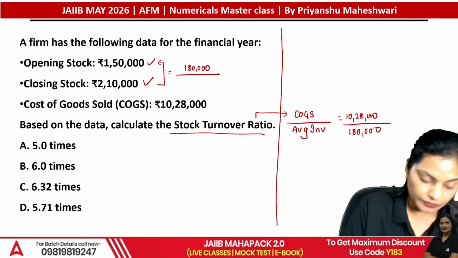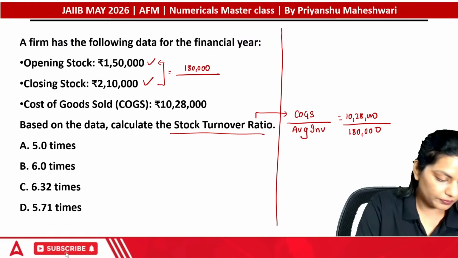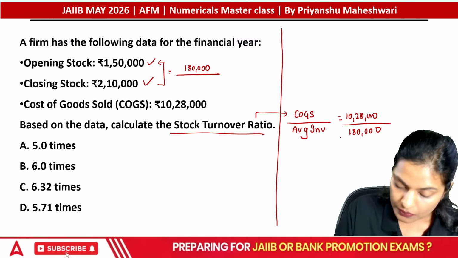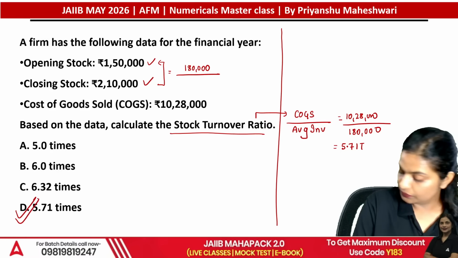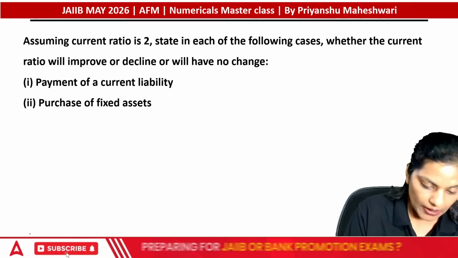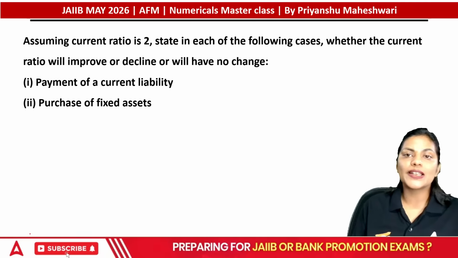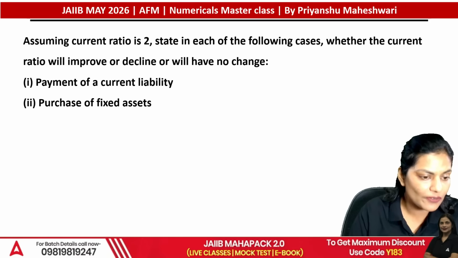1,80,000. 5.71 times. Correct? Then, assuming the current ratio is 2, state in each of the following cases whether the current ratio will improve or decline or will have no change.